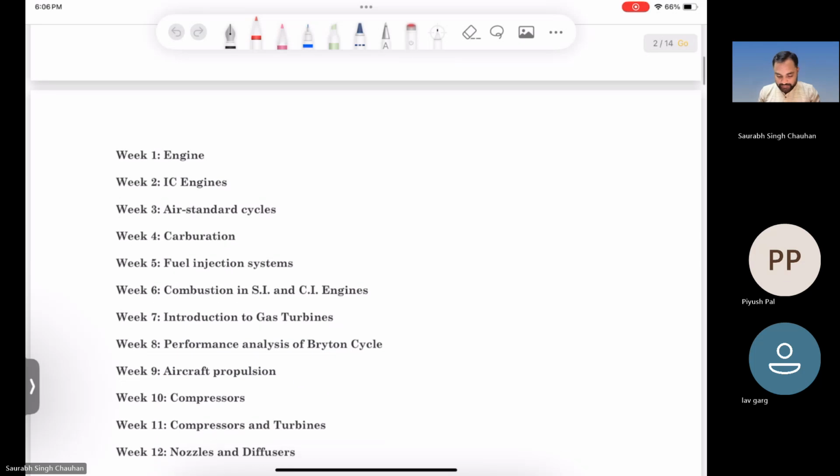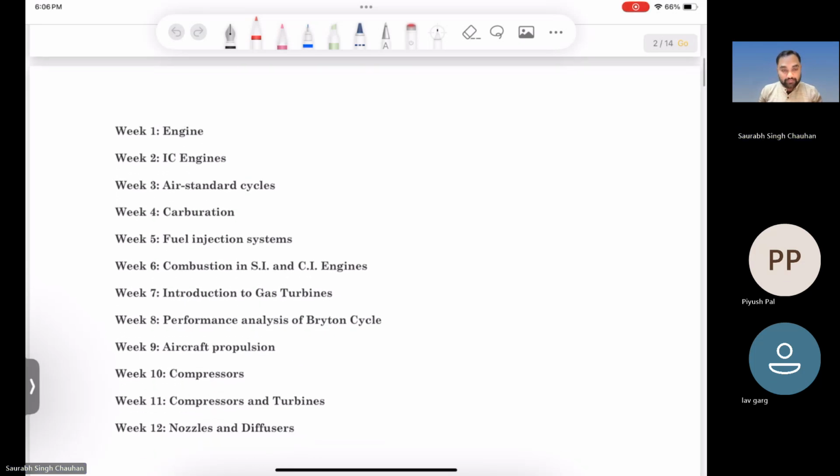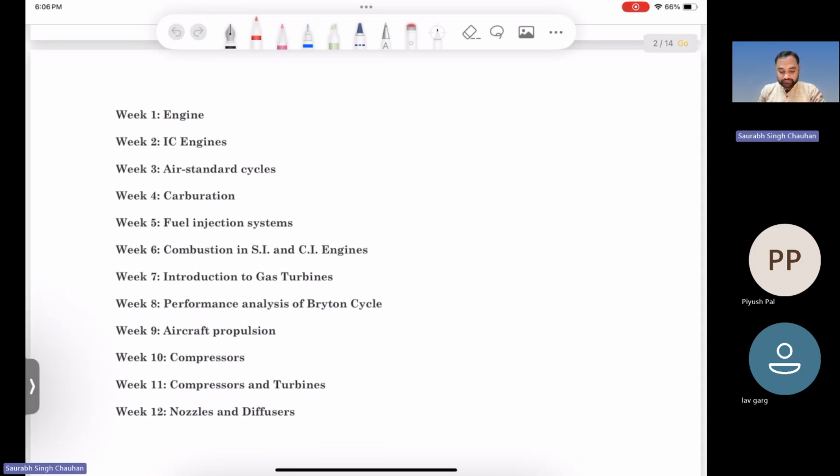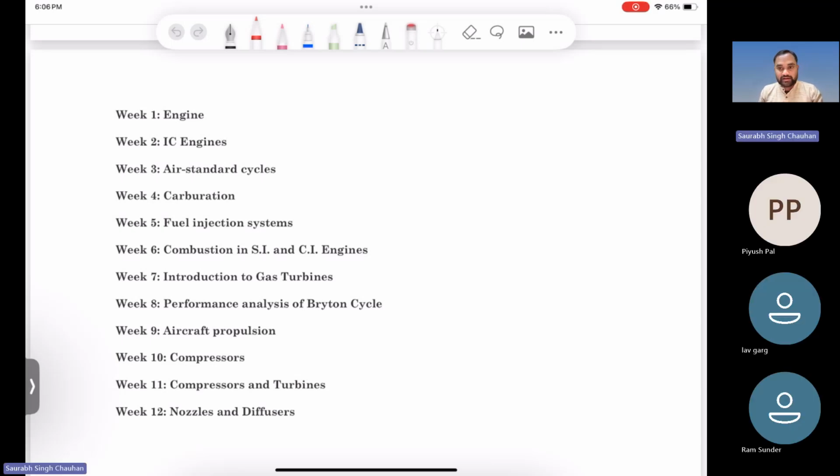So in the previous few sessions, we have discussed the basics of IC engines, various cycles like Otto cycle, diesel cycle, and how to calculate brake power, BMEP, efficiencies, and all these concepts. So in this session, we will continue our discussion on thermodynamic cycles, and then we will start a discussion on carburation.